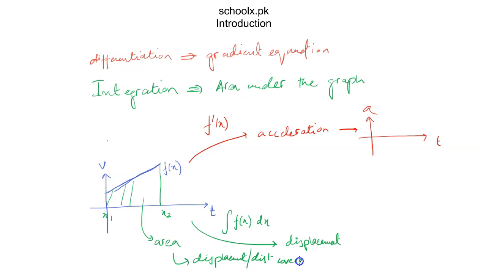So integration gives us the area under the graph. So if I were to integrate this function f of x, I would get the equation for the displacement time graph of this object. Alright? So that would be somewhat like this. Alright? Displacement time graph. So this is the basic difference between differentiation and integration.